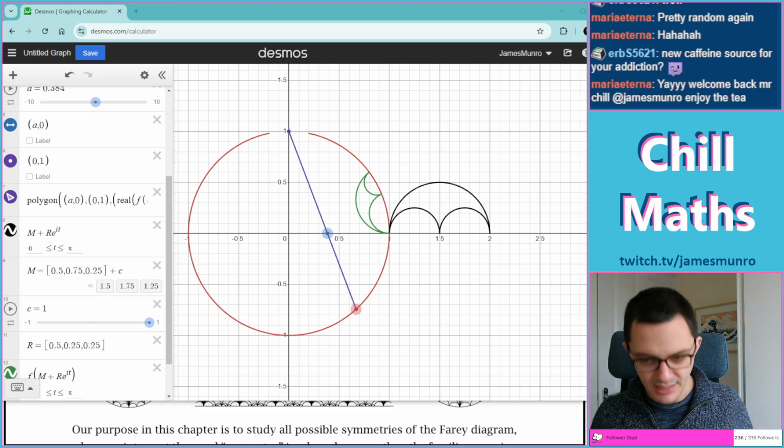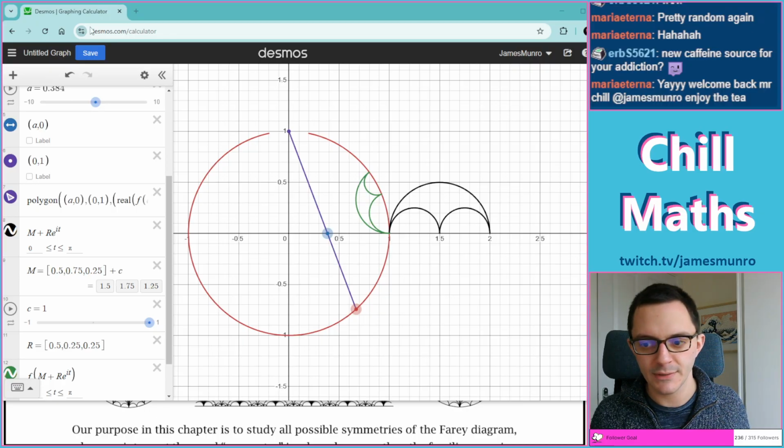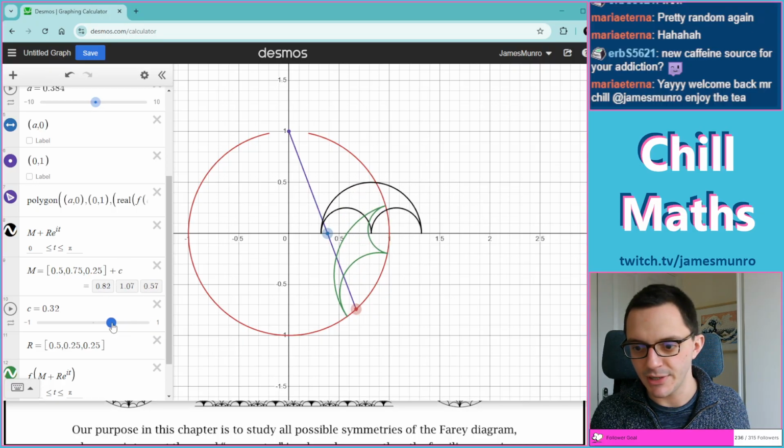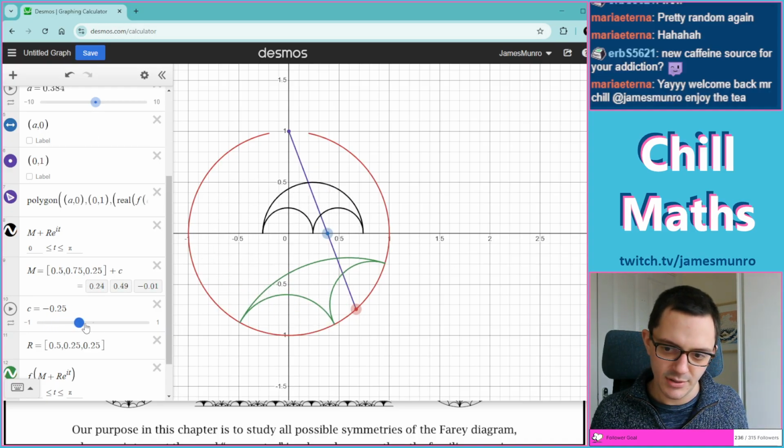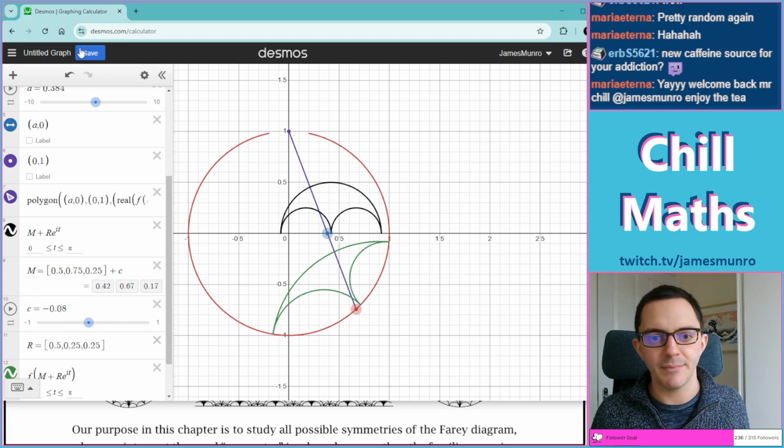My new plan, I think, is to go back into the book. Got some idea about what's going on here. Ooh, it's like a sort of, I don't know, ghost shape. I don't know. Ooh, good fun.